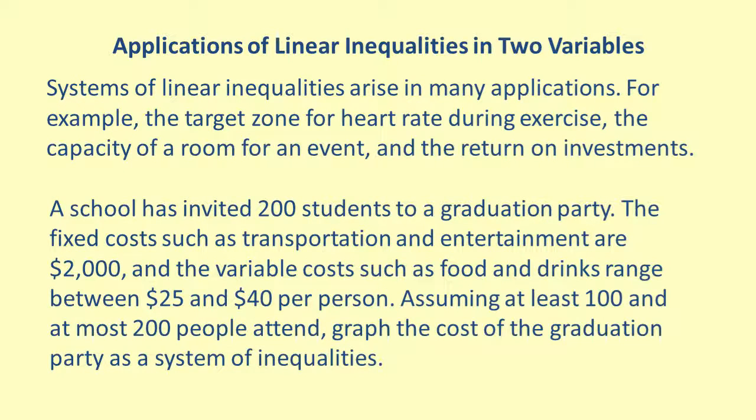A school has invited 200 students to a graduation party. The fixed costs, such as transportation and entertainment, are $2,000, and the variable costs, such as food and drinks, range between $25 and $40 per person. Assuming at least 100 and at most 200 people attend, graph the cost of the graduation party as a system of inequalities.